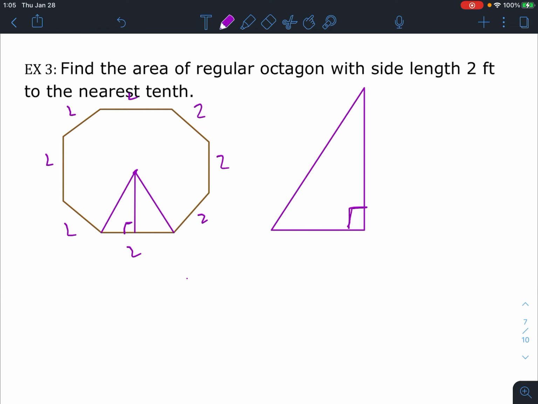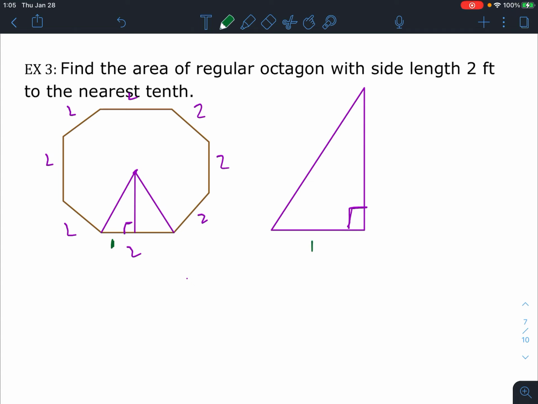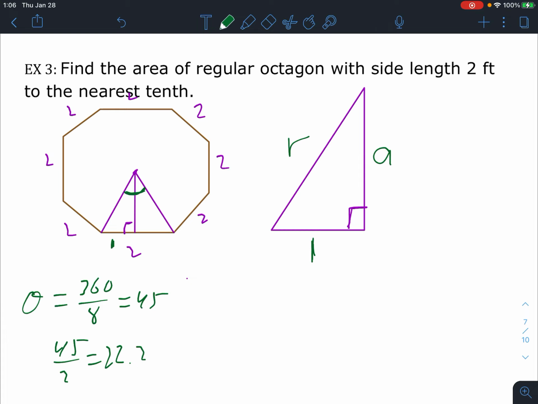So I know that the whole side is 2, which means this piece here is 1. So this is 1. I don't know the apothem and I don't know the radius. So first thing we need to do is find this angle. So theta equals 360 over 8, which is 45. And if we cut that in half, for the little triangle there, we get 22.5. So this angle up here is 22.5 degrees.